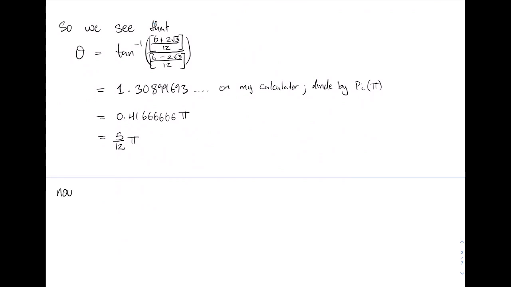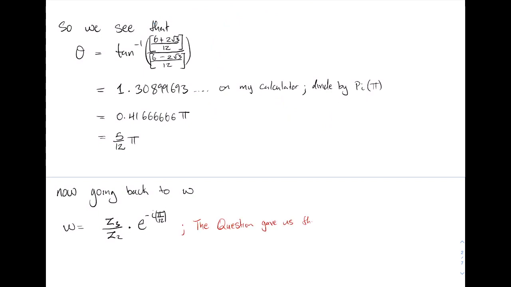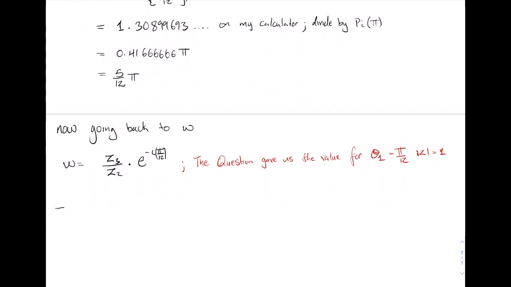Moving right along, we go back to w. So now we realize that w is equal to z3 divided by z2 times e to the minus i times pi over 12. And we should recall that the question gave us this value for theta 1, which is equal to pi over 12. And it also said z, the modulus of z, is equal to 1. So this then implies that we can plug in our result that we just calculated. w is now equal to the square root of 2 divided by 3 times e to the i times 5 over 12 pi times e to the minus i times pi over 12.